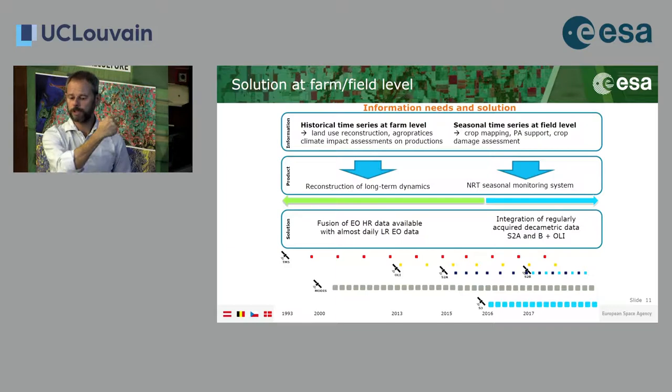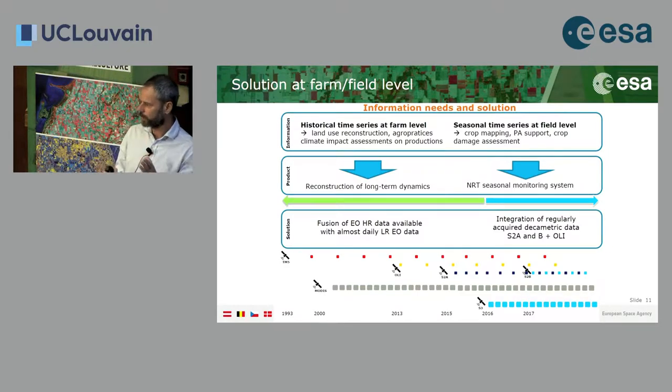So instead of using moderate resolution, now we can do that with high resolution. In the past, the only way was to integrate; there are nice papers and nice applications of the fusion between low resolution data, with the daily revisiting cycle, and high resolution data that are available when they are. Those can help you reconstruct what was in the past. But if we see the seasonal monitoring now, we can exploit the decametric information.